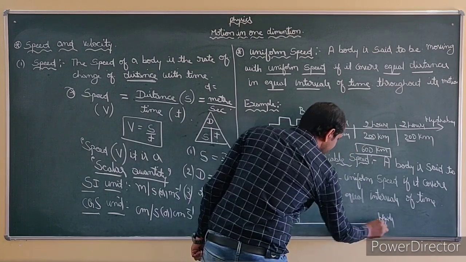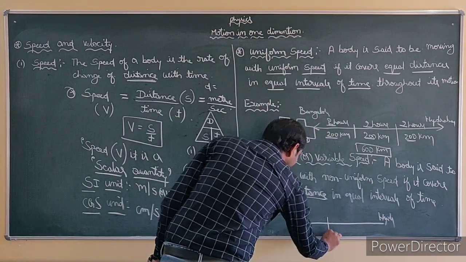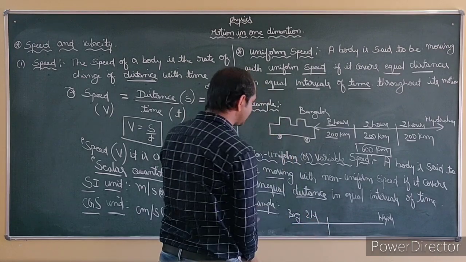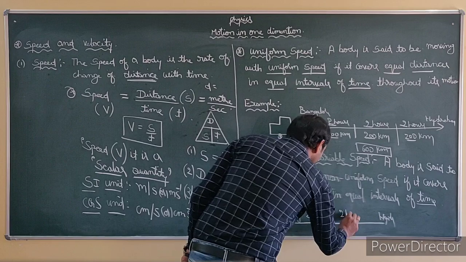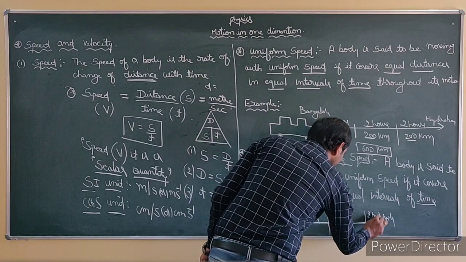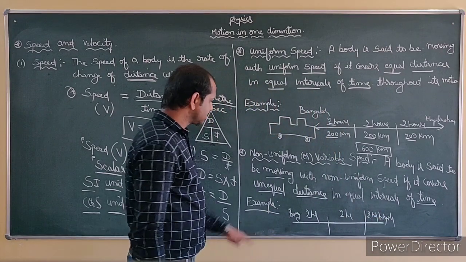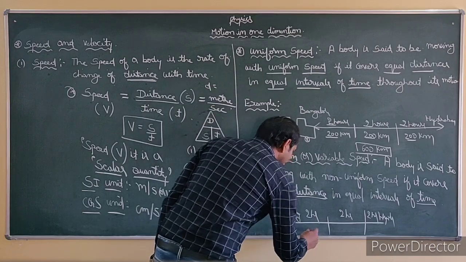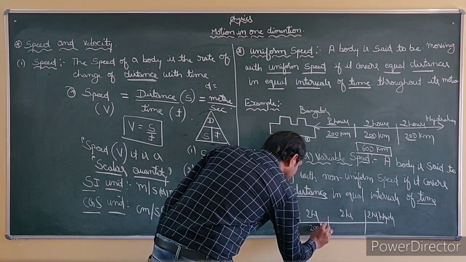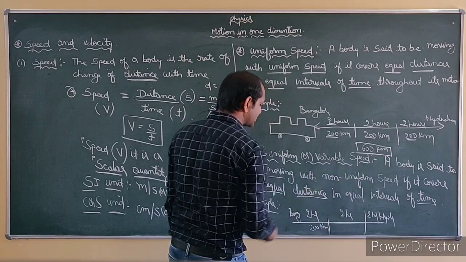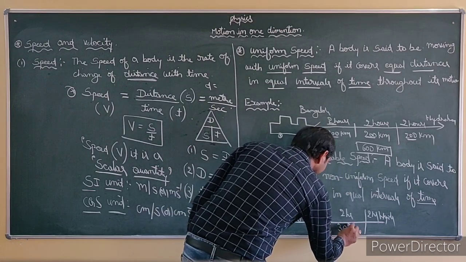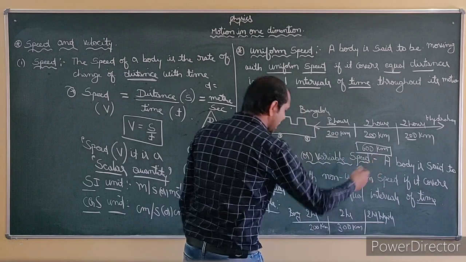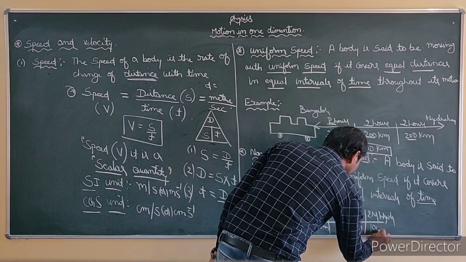Bangalore to Hyderabad, the bus is moving. Let us keep unequal distance in equal intervals of time. Let us consider 2 hours, 2 hours, 2 hours. But in this case, for the first 2 hours, it has moved 200 kilometers. For the next 2 hours, it moved 300 kilometers. For the last 2 hours, it moved 100 kilometers.